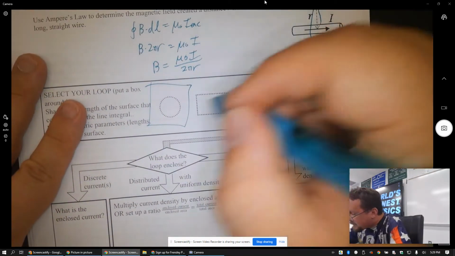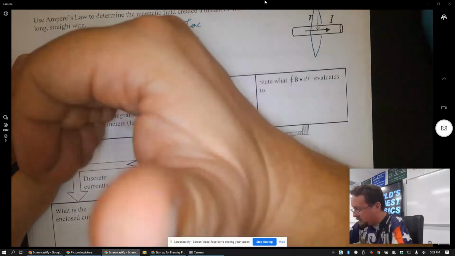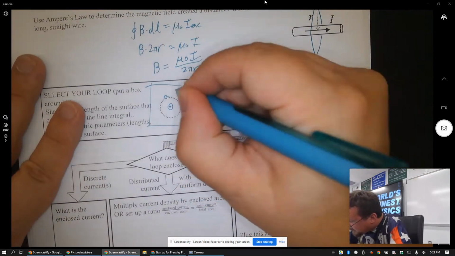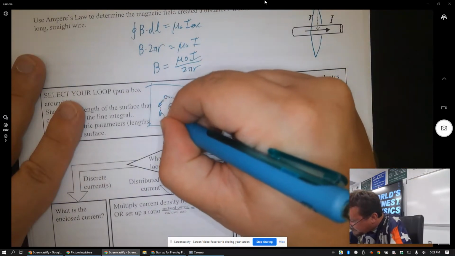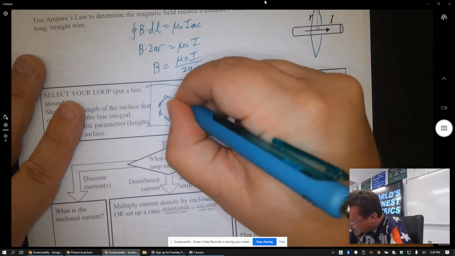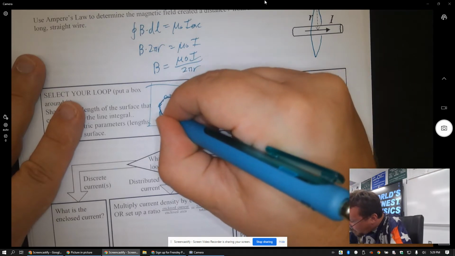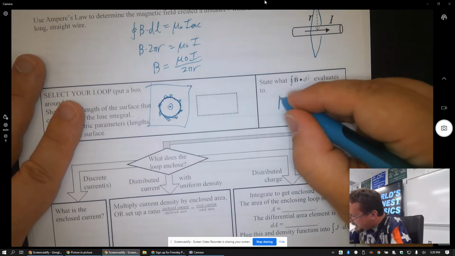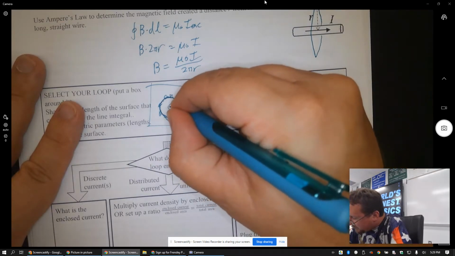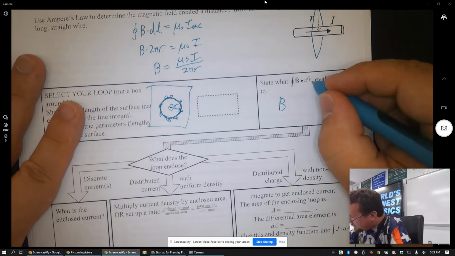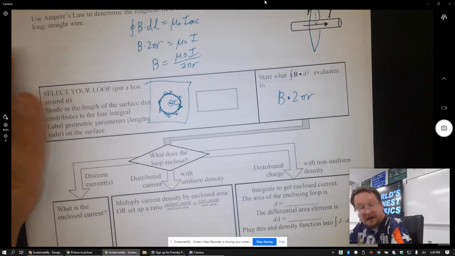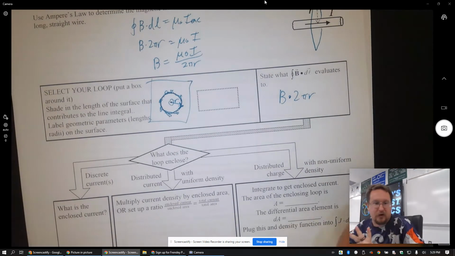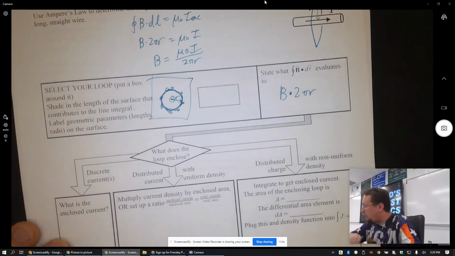Well, here, the magnetic field, okay, hold on a second. If the wire is coming out of the page, the magnetic field points all counterclockwise. So that means the whole line contributes to the line integral. So B just becomes, and I need to label the radius, integral B dot dl becomes B times 2 pi r. Again, it takes minimal training to do that. That's the easy part of Ampere's law.